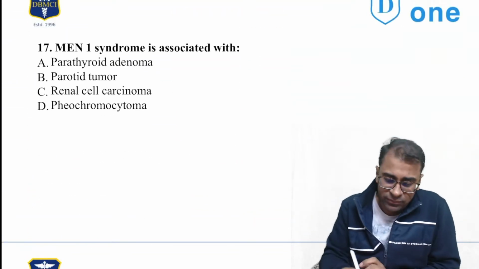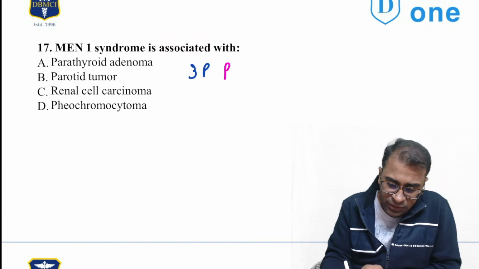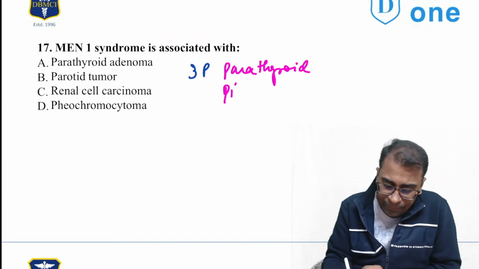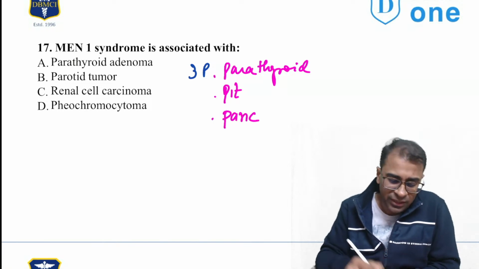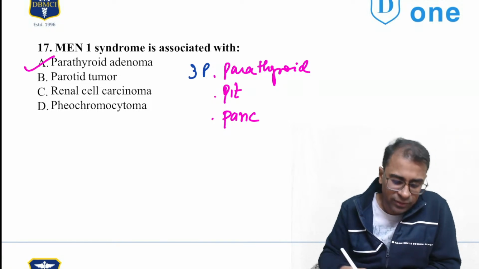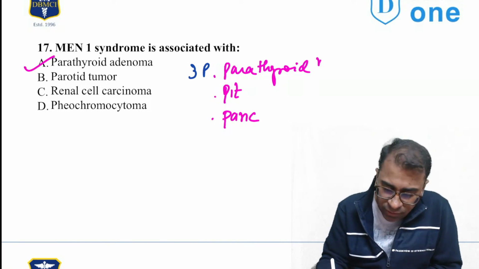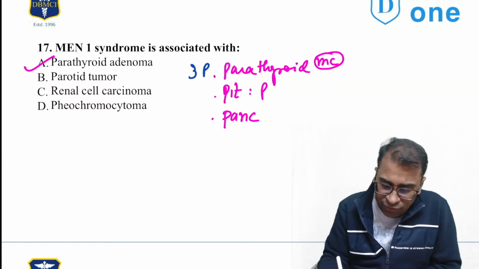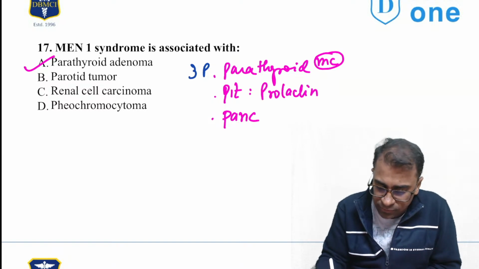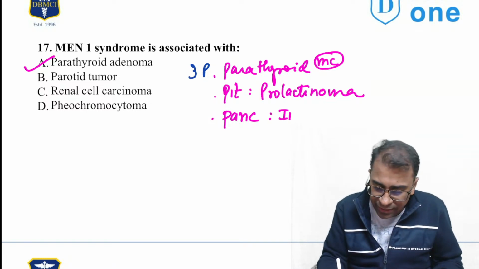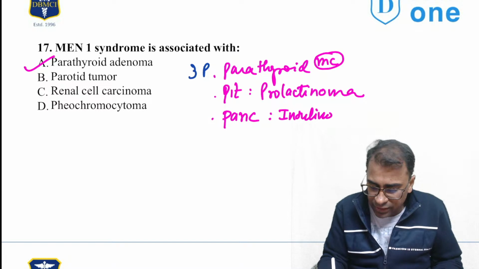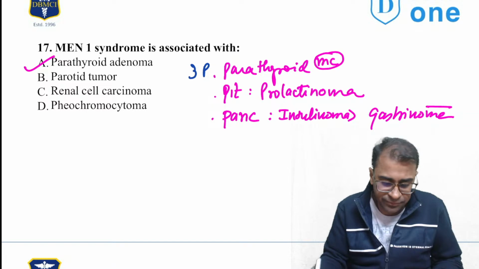अच्छा, MEN 1. How to remember 3P? First P, parathyroid adenoma and hyperplasia, pituitary adenoma, and it can be pancreatic tumor. Okay? So in this, the best answer is the parathyroid adenoma. In fact, the most common is parathyroid only. In pituitary, we often see prolactinoma. Okay? In pancreas, insulinoma is more common than carcinoma. In fact, this is also a repeat question of FMG. Here the answer is A.